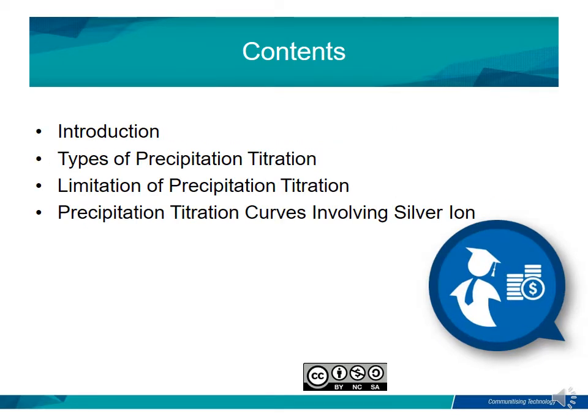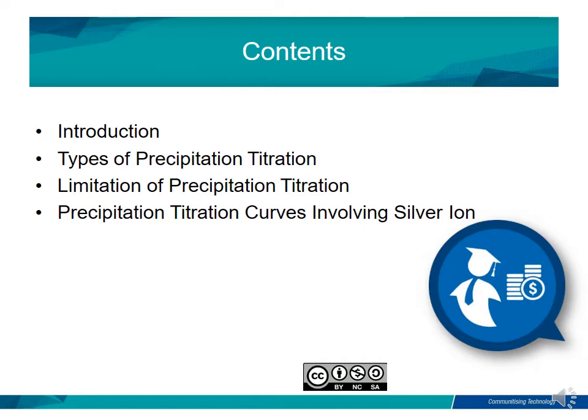This is the contents. First, I will explain the introduction of precipitation titration. Next is the types of precipitation titration. In precipitation titration, we have three types of titration: Mohr method, Vahan method, and also Volhard method.